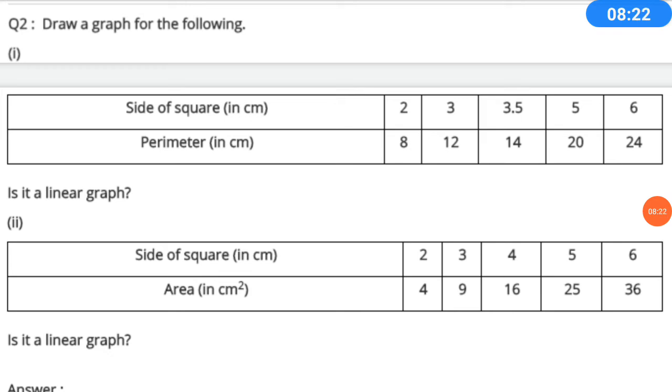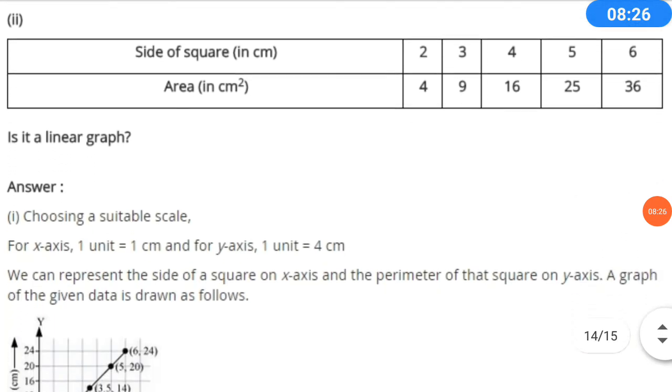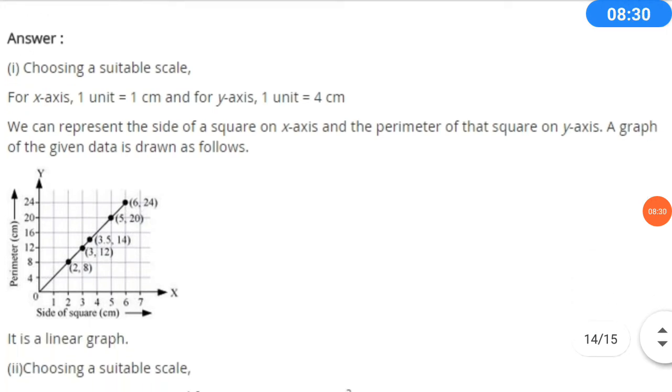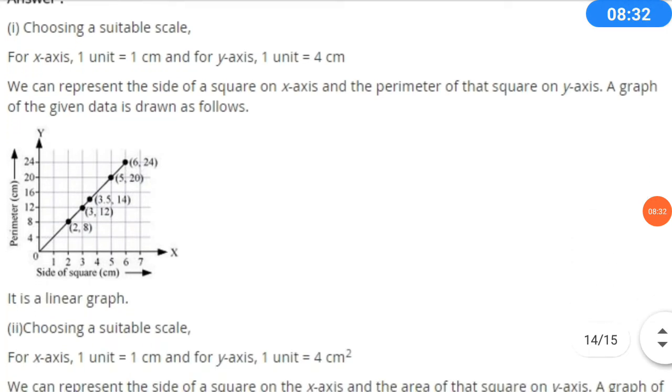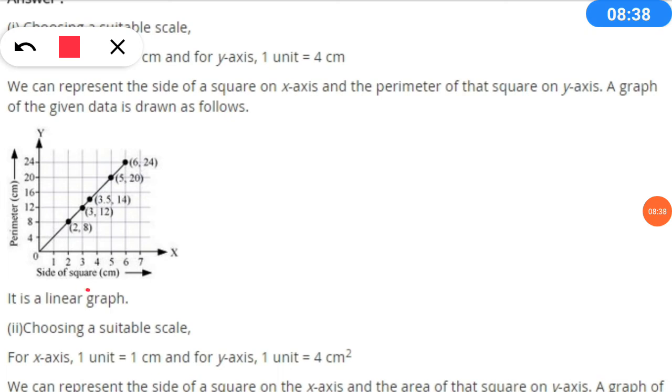So after drawing only we can say whether it is linear or not, isn't it? In the same way for the second part also, the side of a square is given and the area is given. So you have to plot and say whether they are linear or not. First thing is take a graph paper, draw the x-axis and y-axis as given over here, and after drawing just plot it. Whatever coordinates are given, you have to look at them and plot them.